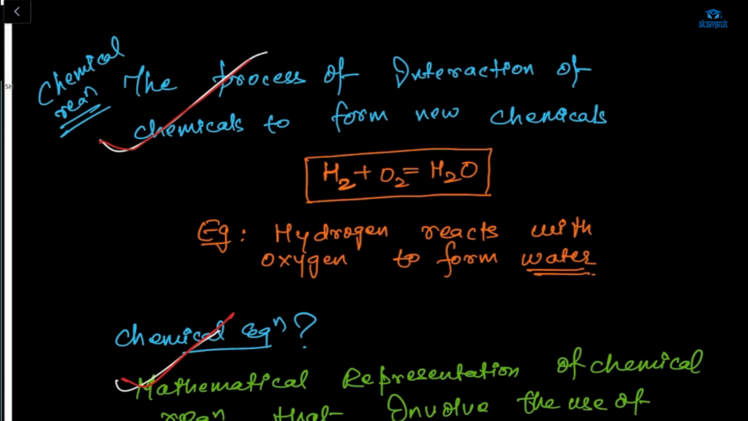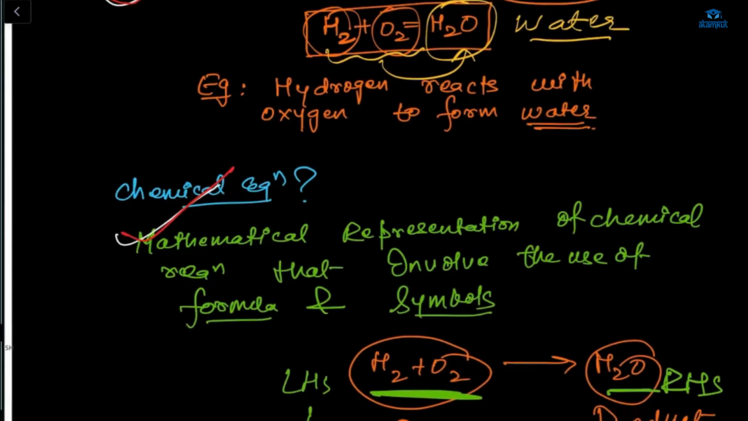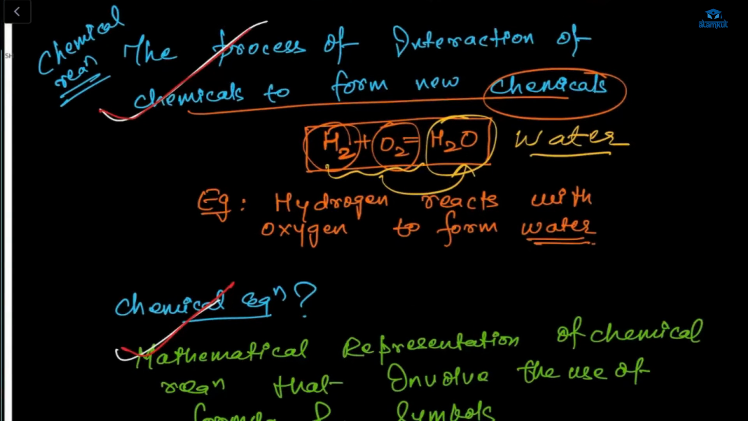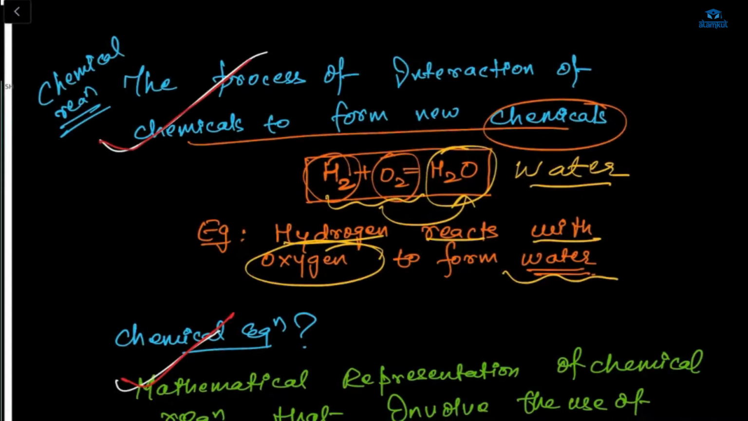Okay. So what do you mean by chemical reaction? Any idea? Like the reaction that takes place when two chemicals come in contact. Yes. The process of interaction of chemicals to form a new chemical, right? See, here H2 and O2. These two are chemicals and they are combining and forming a new chemical, which is H2O, means water. So hydrogen reacts with oxygen to form water. This is my chemical reaction when two chemicals are combining and forming a new chemical. Okay, got it? Yes.